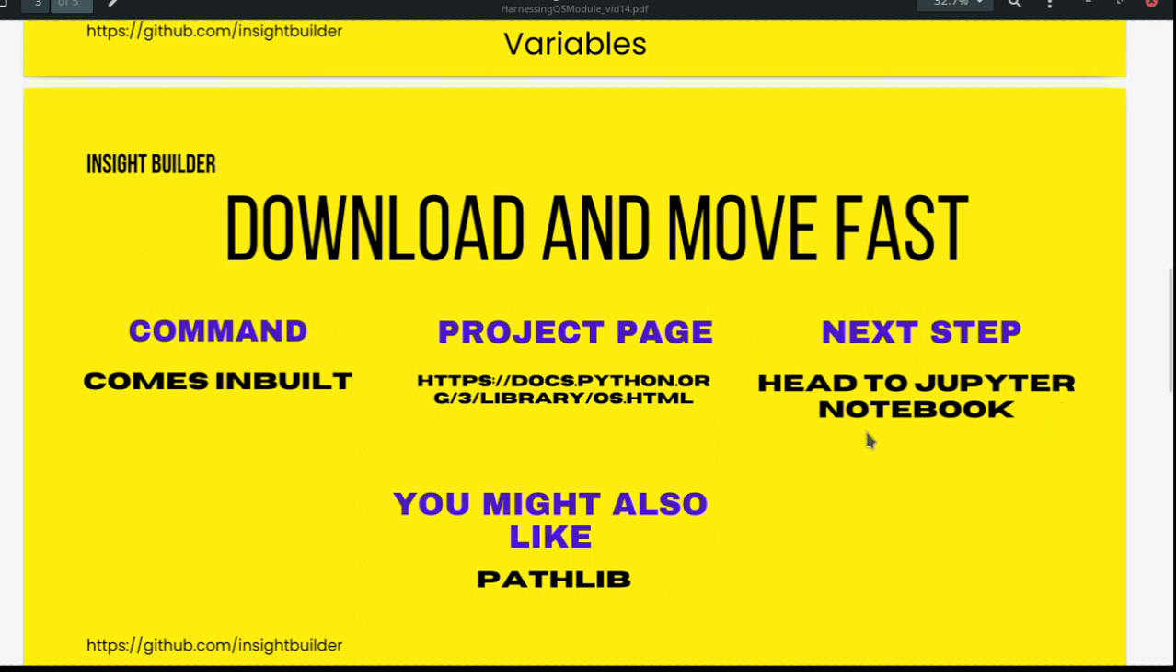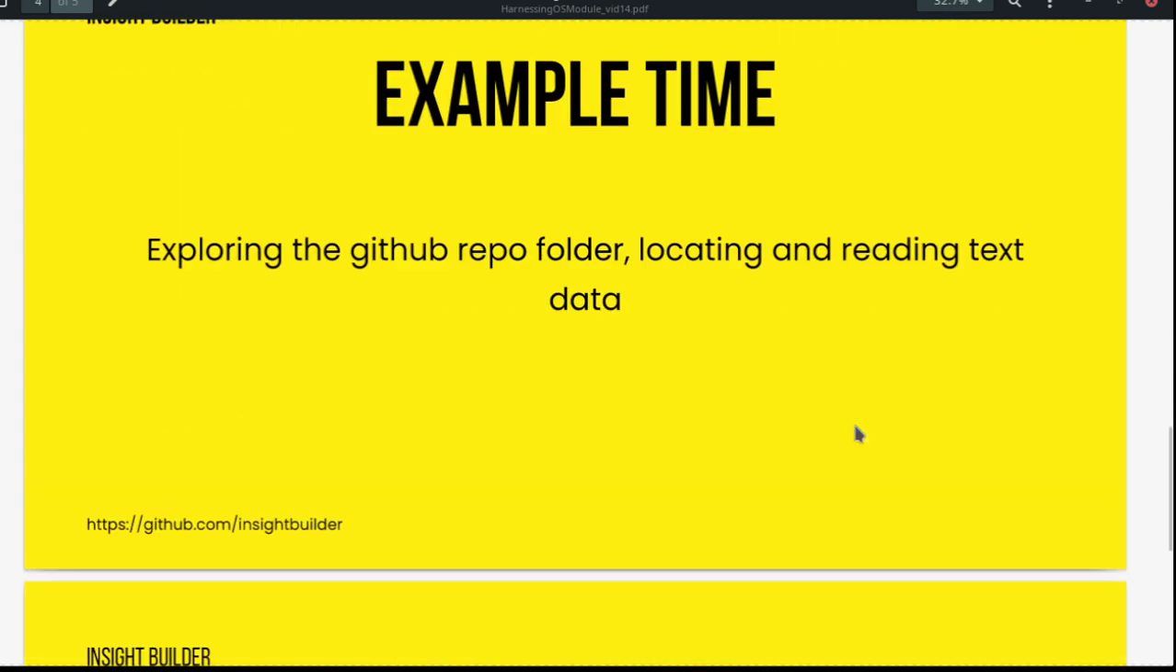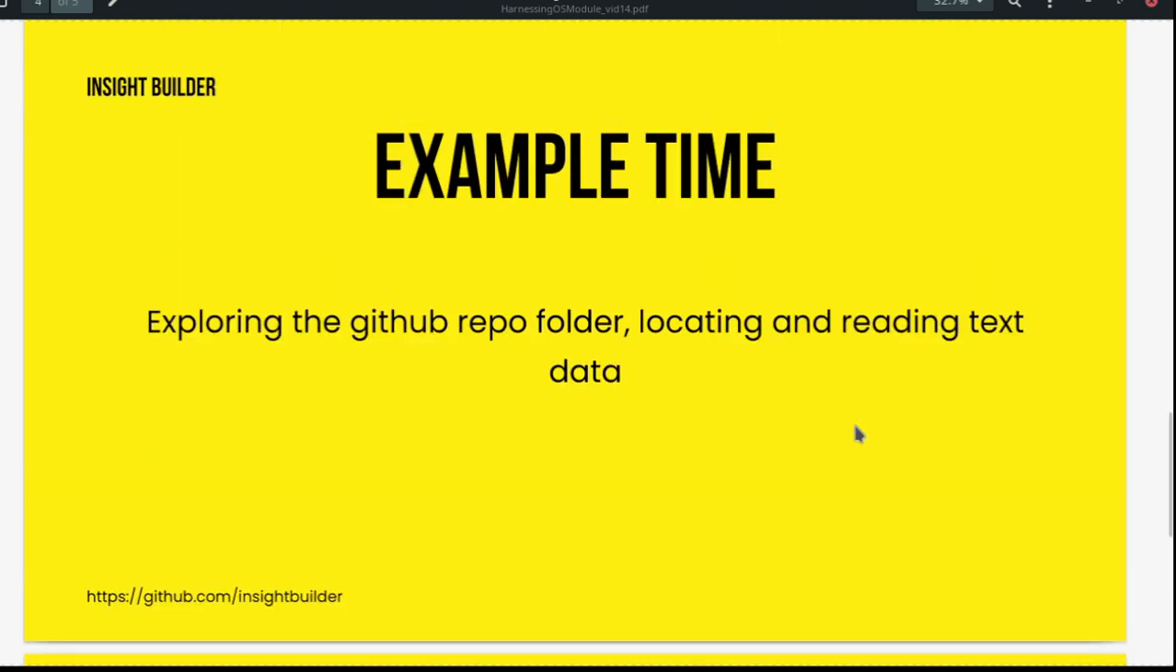Before we head to Jupyter Notebook and start working on the examples, I will provide the objective. I have already shared a Git repo link in the description. That is the repo which contains all the code examples and the text data examples. We have to locate a file inside the repo called example.conf and read it as a text file into the Python execution environment. This is our objective.